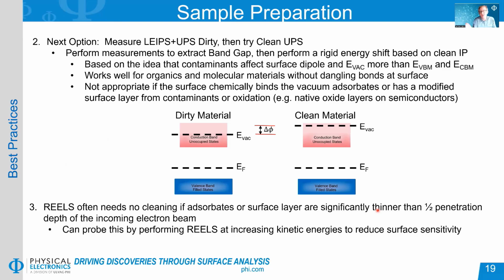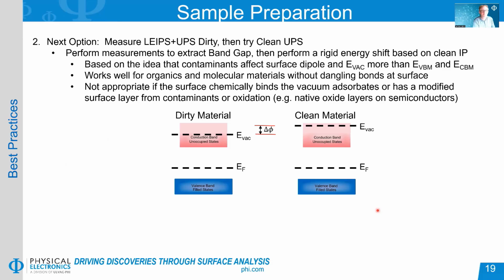Now, this is going to be true mostly if you have a bunch of adsorbed alkanes and hydrocarbons on the surface, which have very large band gaps. If you have an SiO2 layer on the surface, that's got a very large band gap. But if you do have a surface layer that's different from the bulk, and that surface layer has a smaller band gap, then this is not going to work out for you. You're going to have to remove that by sputter cleaning or cleaving or doing some other way of getting rid of that.